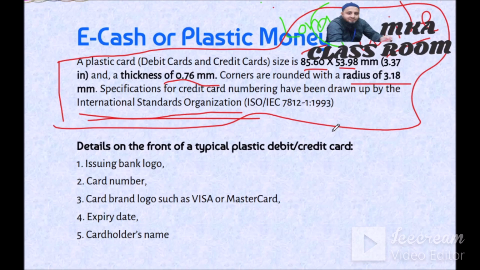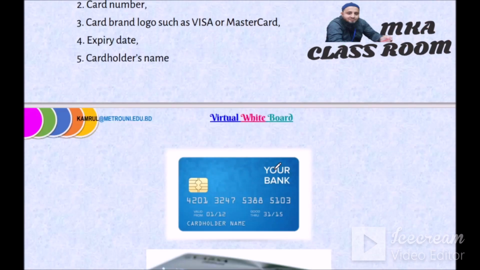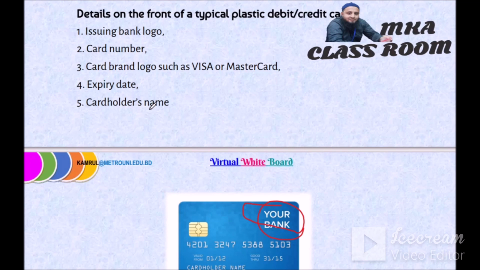Now we will see details on the front of a typical plastic card, debit card or credit card. It has two sides, front side and back side. At first we will see the front side and later on the back side. On the front side we will see the issuing bank logo. Here is the bank logo. Then the card number. Here is the card number.